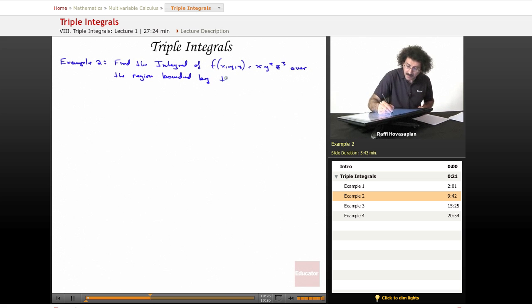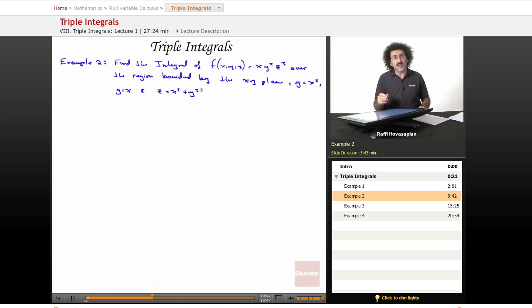bounded by the xy plane, the function y equals x squared, the function y equals x, and z equal to x squared plus y squared. So this time they gave us some specific equations to work with. So let's go ahead and draw out this region. And again, it's always best to start with the things that are easiest. So in this case, they gave me y equals x squared and y equals x. So let's go ahead and draw out the xy plane first.